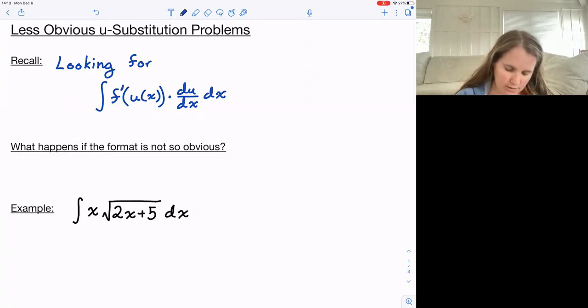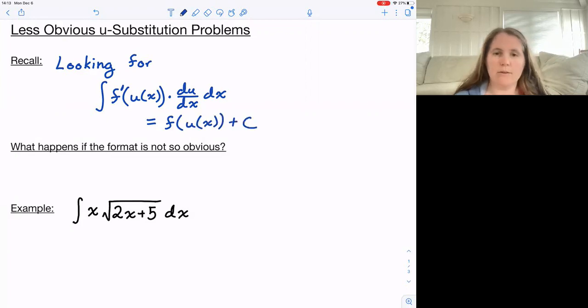So if we had a derivative or a function we know how to take the integral of, we wound up just getting out f of u of x plus c if it was the derivative inside of the integral. But the question is, what happens if the format is not so obvious? So we can just try to play around and see if u-substitution works.